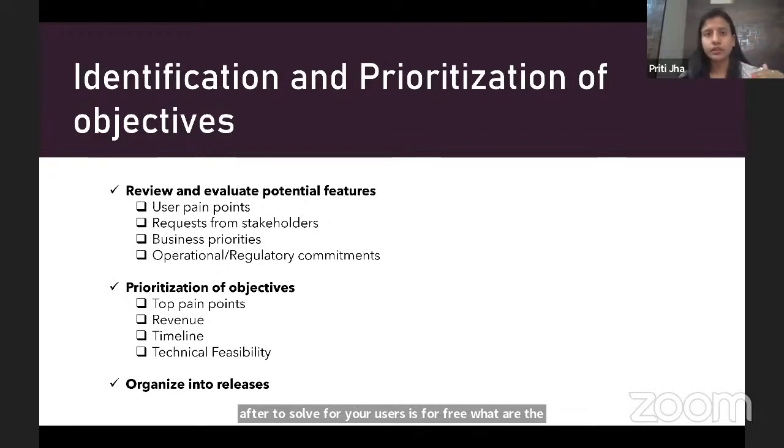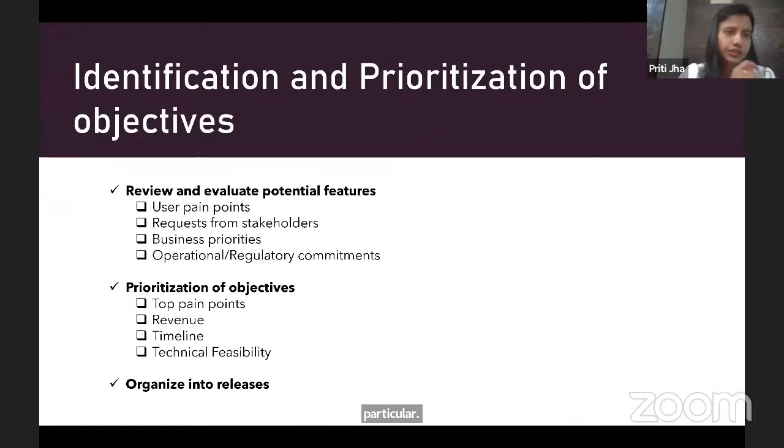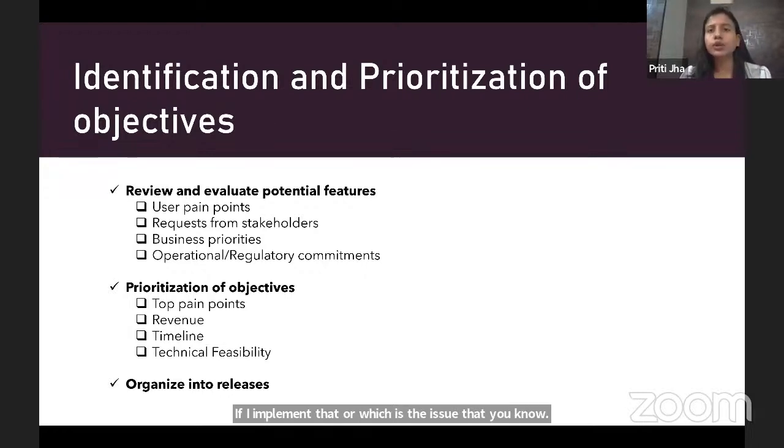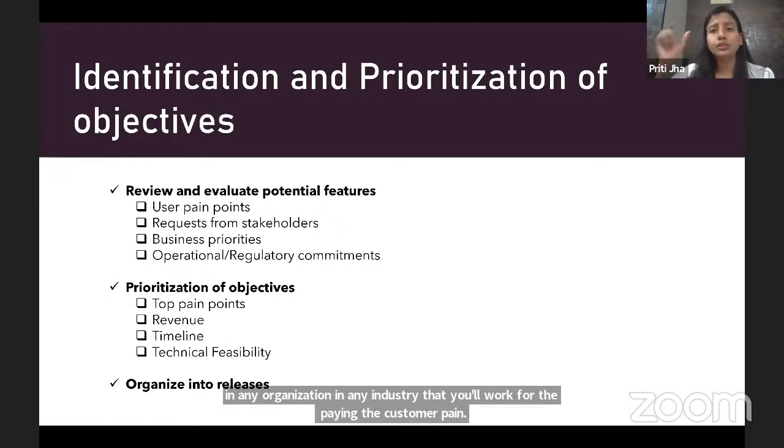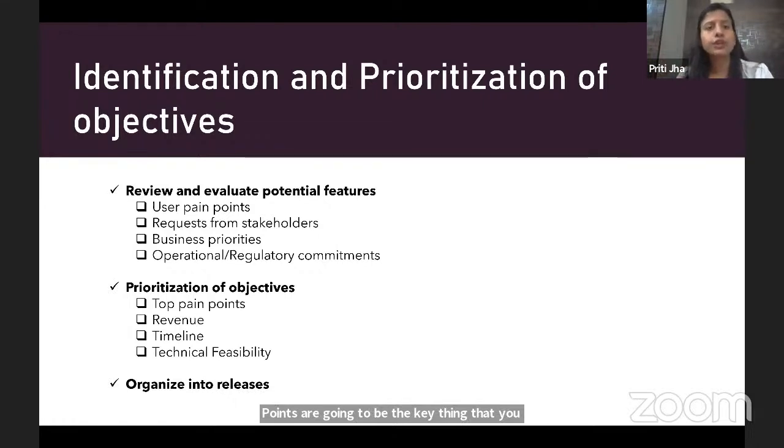Which is the particular feature that, if I implement it, or which is an issue that, if I solve it, is going to make my users' life easier. In any organization, in any industry that you'll work for, the customer pain points are going to be the key thing that you, as a product manager, would need to focus on, or would want to focus on.